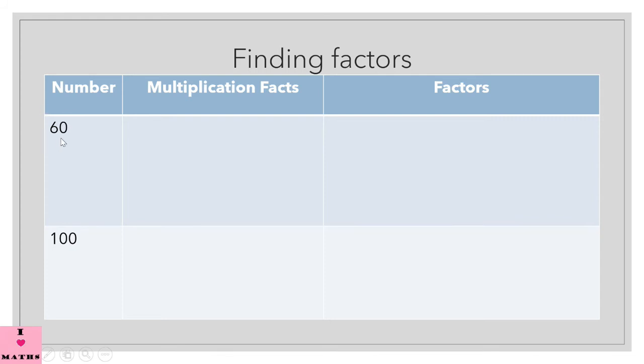every number has a factor 1. Why? Because every number comes in the table of 1. So 1 into 60 is equal to 60. So 1 and 60 are the factors of 60. 1 is the smallest factor of 60 and 60 is the biggest factor of 60.